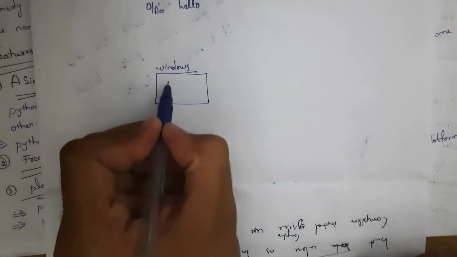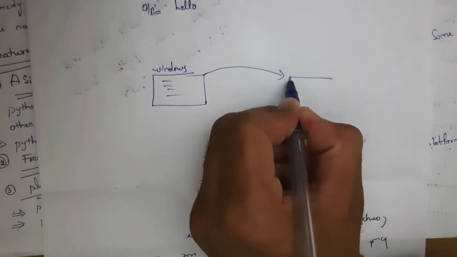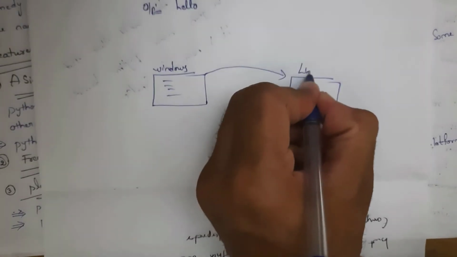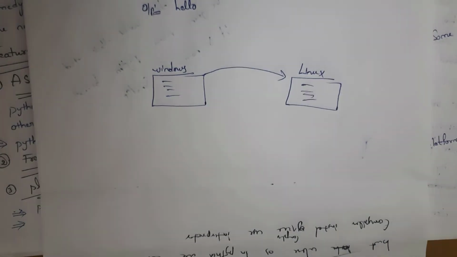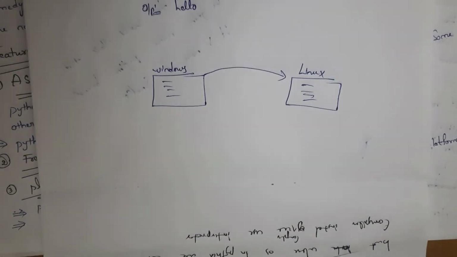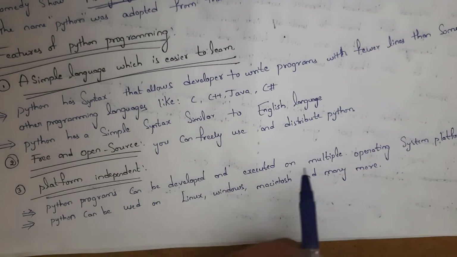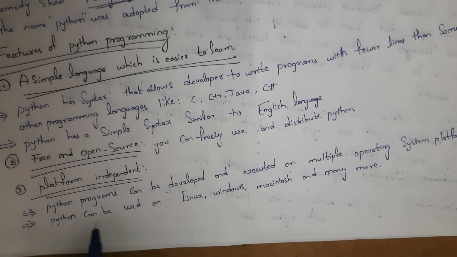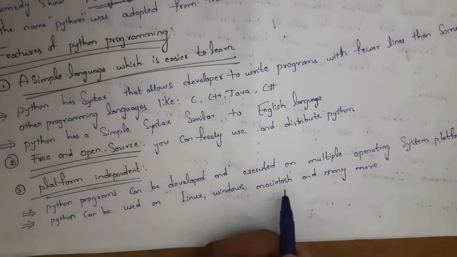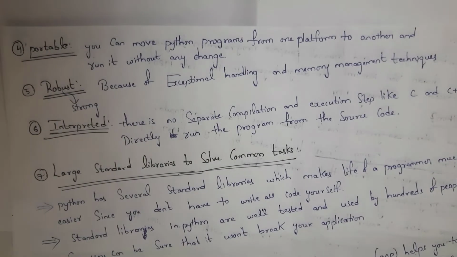That means, for example, I wrote a Python program on a Windows system. Simply I can copy this program and run it on Linux. Even if you copy this program from Windows to Linux, this program will work. This is the meaning of platform independent. Python programs can be developed and executed on multiple operating systems, and Python can be used on Linux, Windows and Macintosh and many more. Fourth feature is portable. As I already said before, you can copy Python programs from one system to another system without any change.